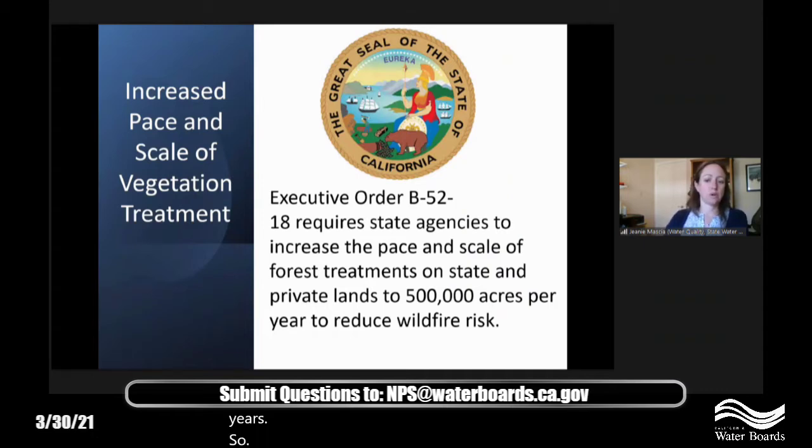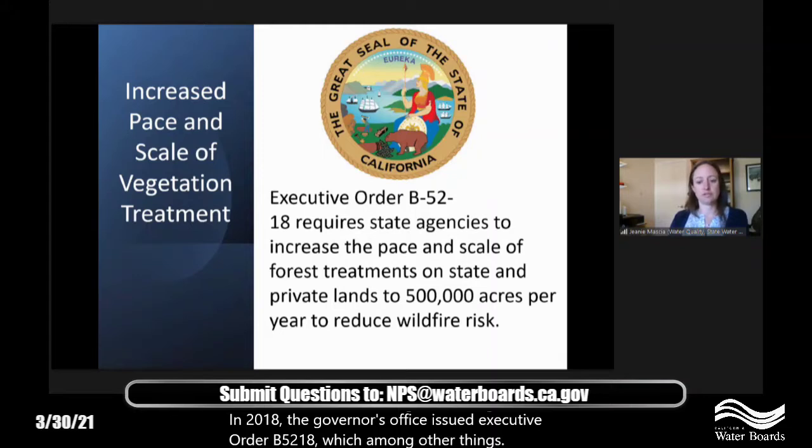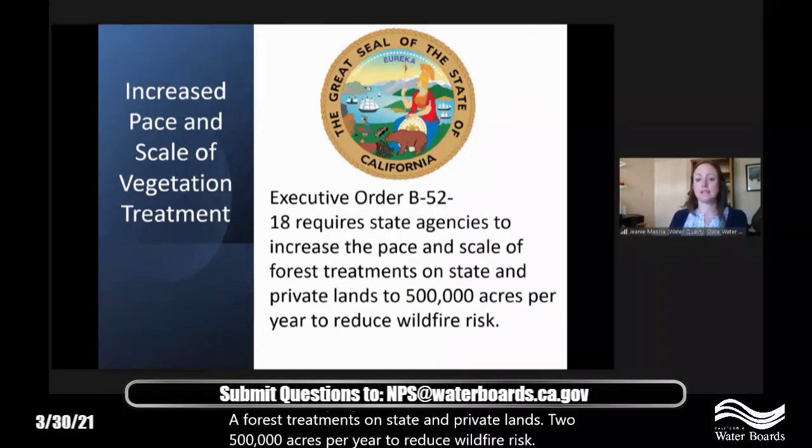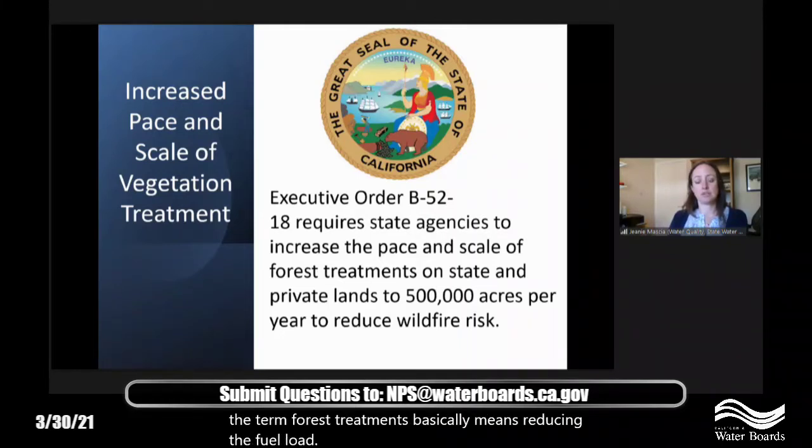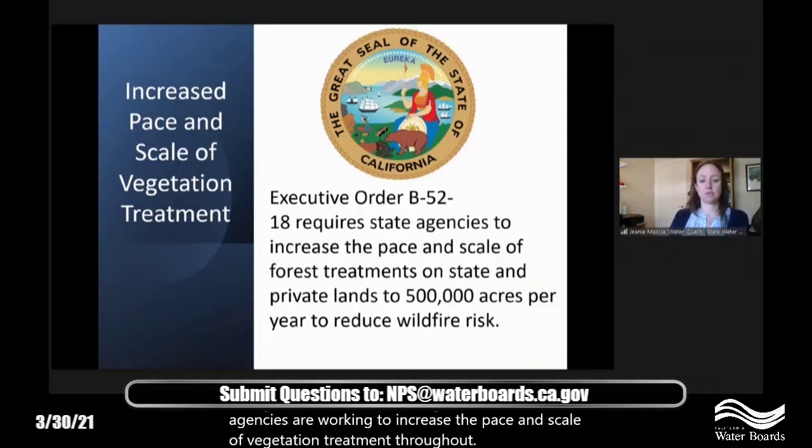So in response to ongoing wildfire, the governor's office has taken a number of actions to mitigate the risk of wildfire and to respond to this problem. In 2018, the governor's office issued Executive Order B-52-18, which, among other things, requires state agencies to increase the pace and scale of forest treatments on state and private lands to 500,000 acres per year to reduce wildfire risk. And the term forest treatments basically means reducing the fuel load on the landscape and returning the landscape to a more natural condition that reduces extreme fire events. So California's Department of Forestry and Fire Protection and many other local, state, and federal agencies are working to increase the pace and scale of vegetation treatment throughout California to meet this goal.